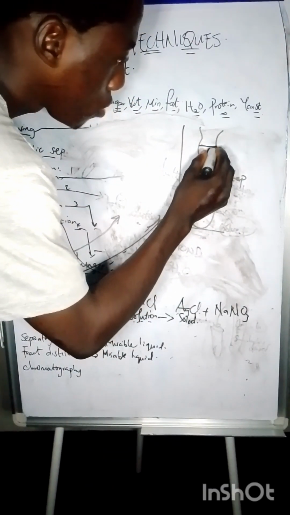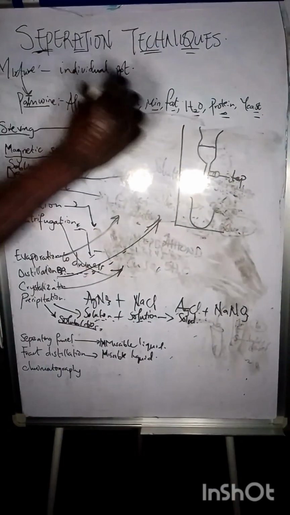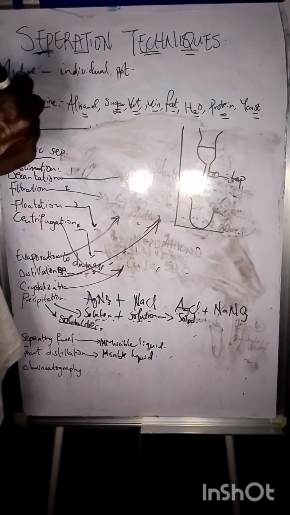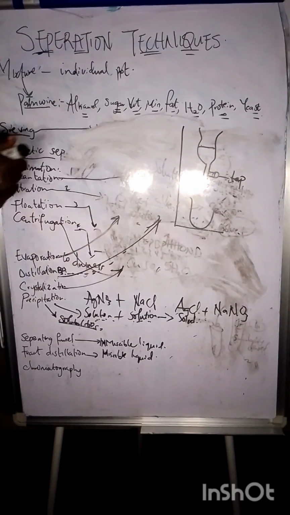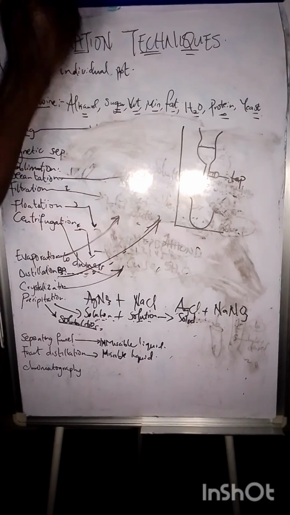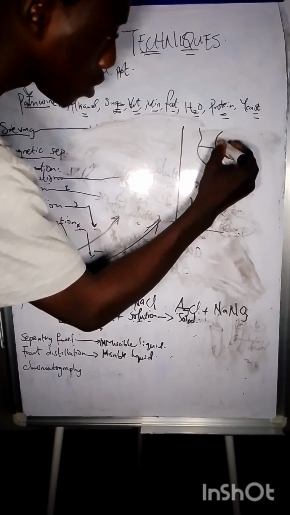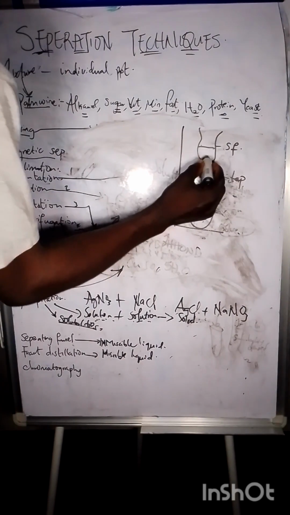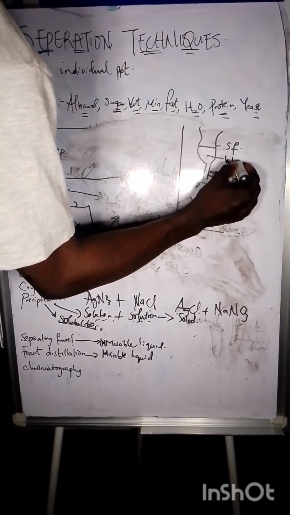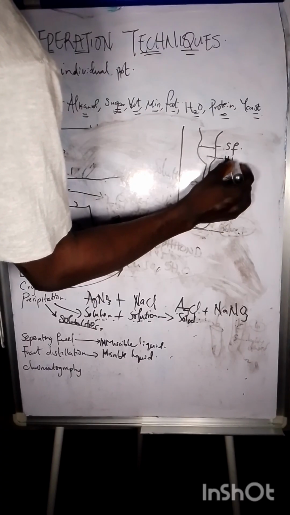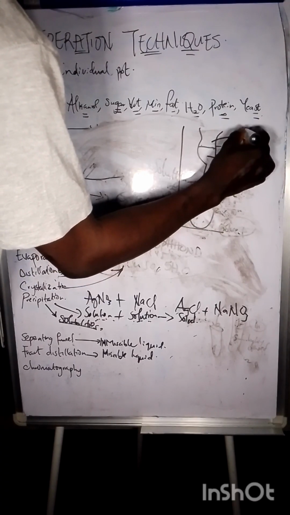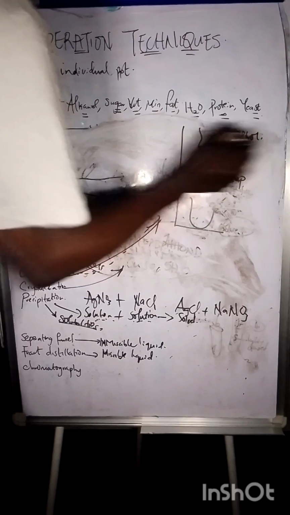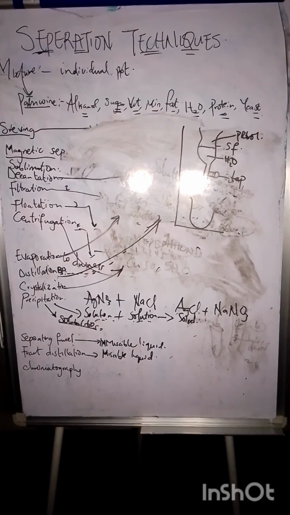Then you have your mixture here. This example is common: kerosene and water would never mix. Kerosene and water will separate into two distinct layers. This is your separating funnel, your SF. Are you with me? Then you have your water here, then let's use petrol here. You see that when you mix petrol and water together, it will never mix.